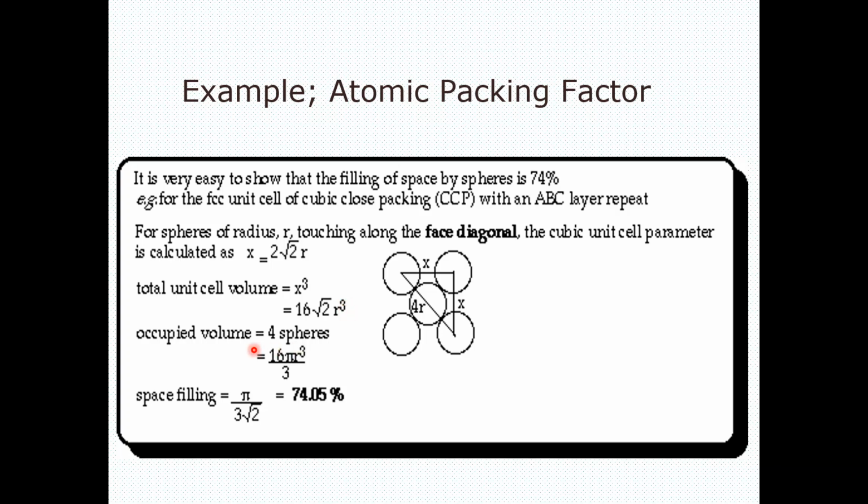The atomic volume is equal to 4 spheres, which is equal to 16 pi r cubed divided by 3. So the space filling is equal to pi over 3 root 2. If you do the calculation, that is equal to 74.05%. That is exactly what we have already mentioned, that it is equal to 74%.